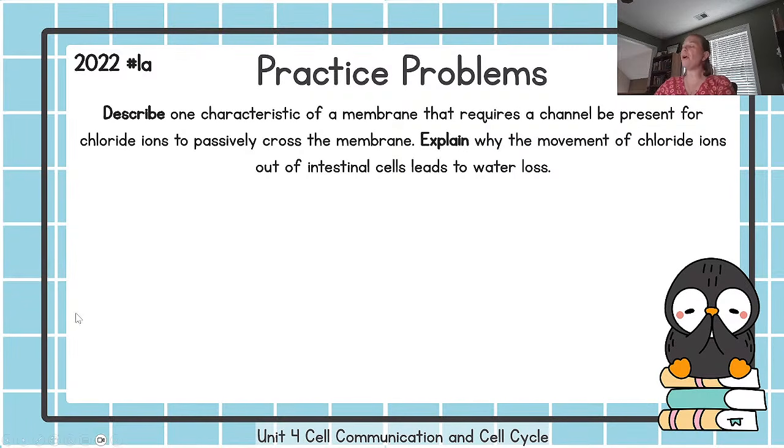Okay, so the second part asks us to explain why the movement of chloride ions out of the intestinal cells leads to water loss. Okay, so they're saying we've told you that when chloride leaves, water's also going to leave. So you're not going to tell me because it loses water, because it's telling us in the question that it loses water. So explain why chloride leaving causes water to leave.